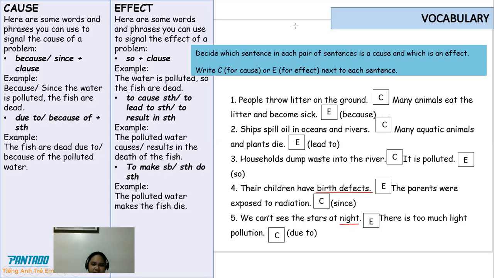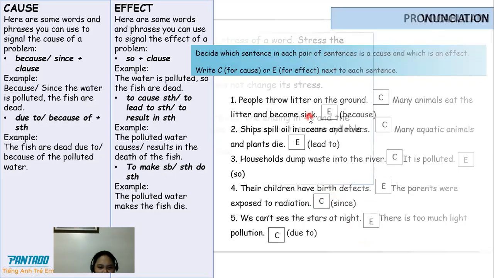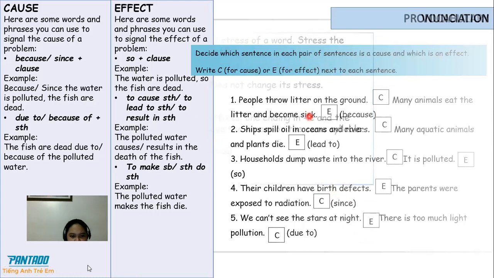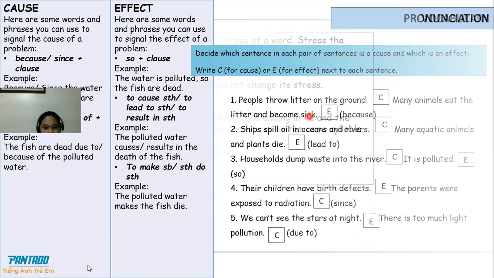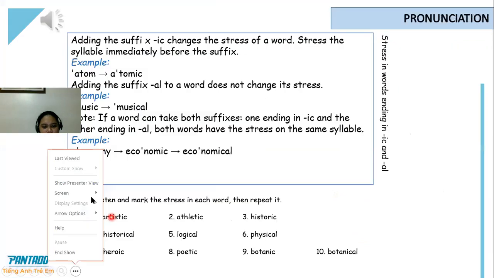Okay, can you please read this again? Birth defects. Very good. This one? Night. All right, good job. Now let's continue. Another activity.